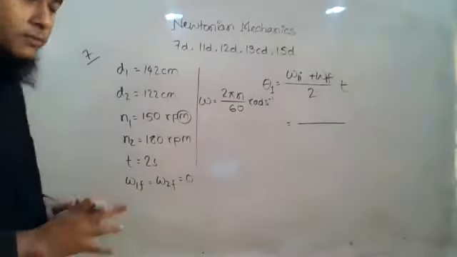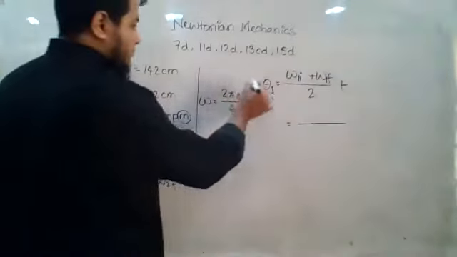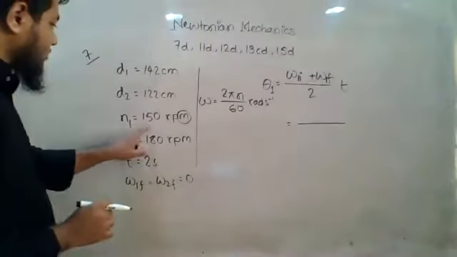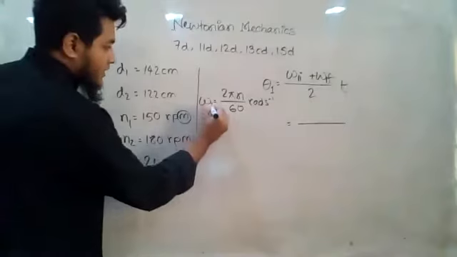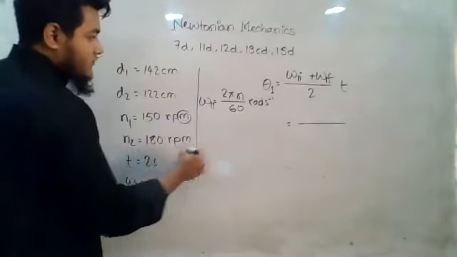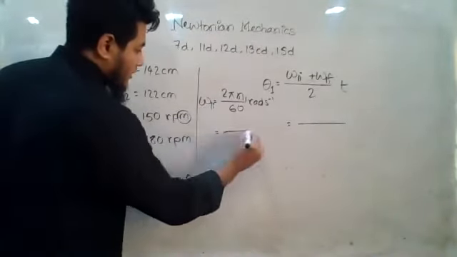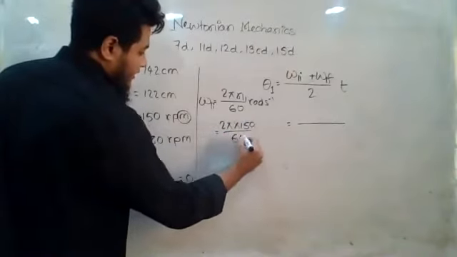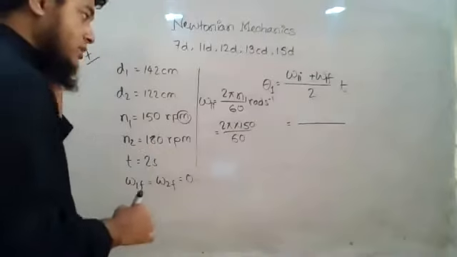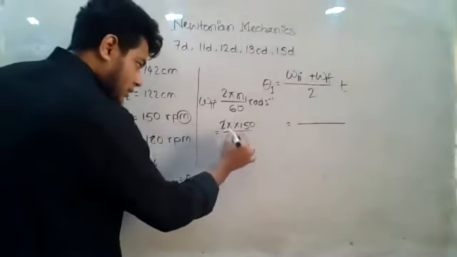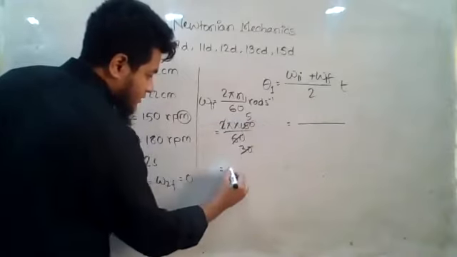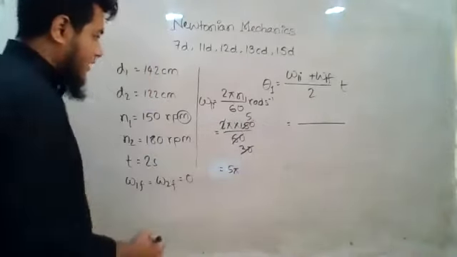Good, then there is no need to say more. So 2 pi n by 60. Here we will put the value of n, that is 150. We are calculating the initial velocity for the first body. So it will be 2 pi n1, so 2 pi into 150 divided by 60. So kindly calculate. 2 divided, 30, 30 divided, 5. So the answer is going to be 5 pi, right?